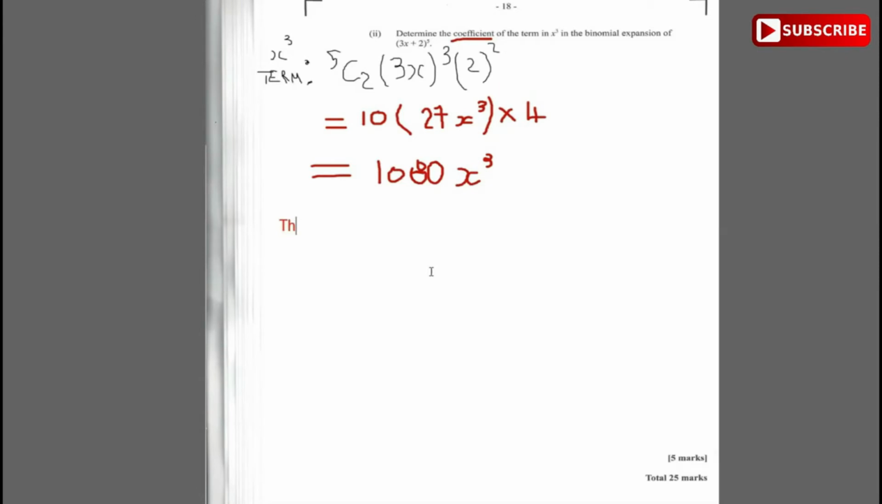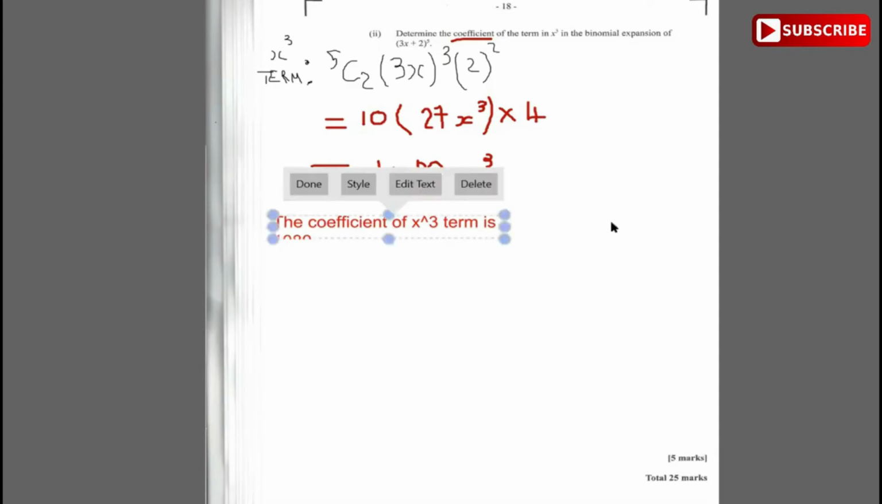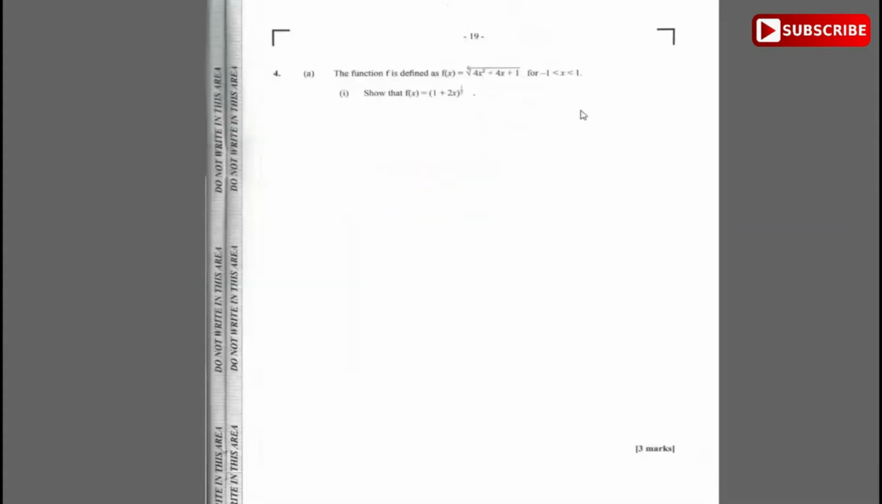And so the coefficient of x cubed is 1080. That's our conclusion. The coefficient of the x cubed term is 1080. Nice and easy. So that completes question number 3. Moving right along, and we go to question 4.